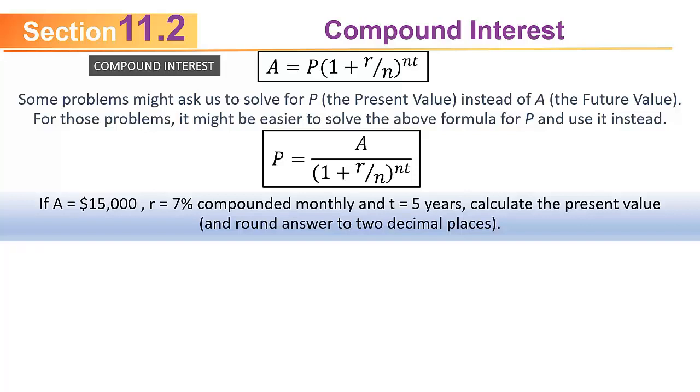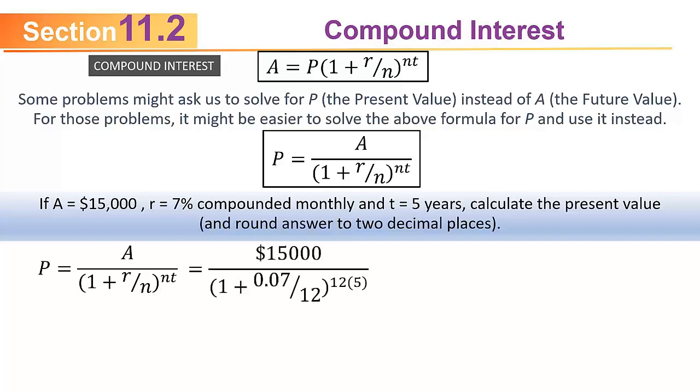So for example, if I told you that the capital A was 15,000, that the interest rate was 7% compounded monthly, and we were leaving the money in the bank for 5 years, you could calculate the present value, which is the capital P, by using that bottom formula. You could also calculate it using the top formula. The bottom formula is already solved for P. That's the only advantage to using that formula over the top formula. They're the same formula written in two different ways. One is solved for A, one is solved for P. But if you use the bottom formula, you're going to plug in 15,000 for A, 0.07 for R, 12 for N, and T is equal to 5.